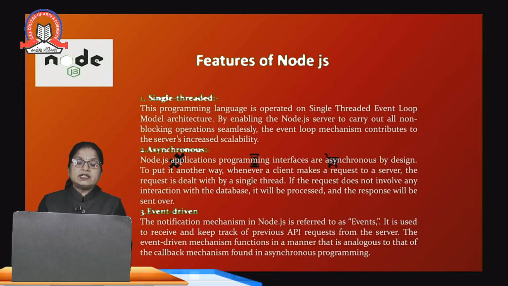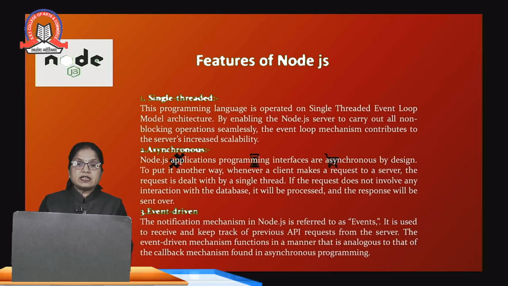Asynchronous. Node.js application programming interfaces are asynchronous by design. To put it another way, whenever a client makes a request to a server, the request is dealt with by a single thread. If the request does not involve any interaction with the database, it will be processed and the response will be sent over. Next is event driven.